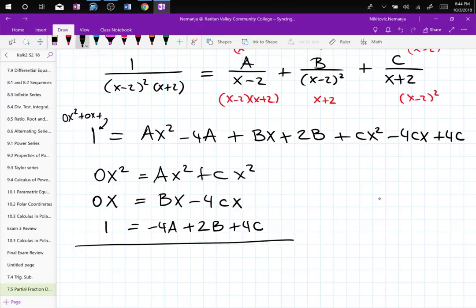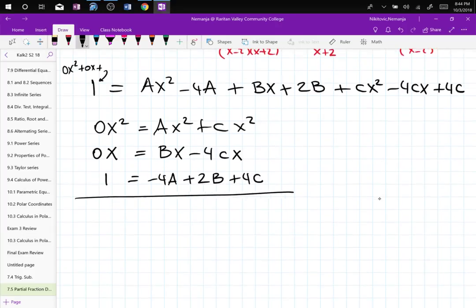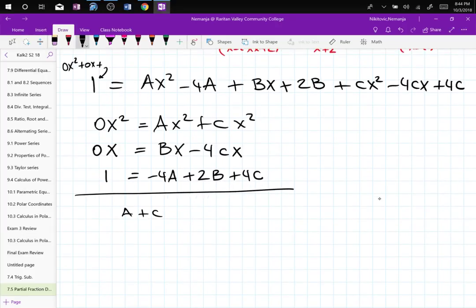Cancel all x squares, cancel all x's, right? They can't be zeros, so it's okay to divide. Because if there are zeros, it's a trivial solution. If x is equal to 0, you have 0 equals 0. 0 is the solution, so forget about it. Just get these. So what are my three equations? A plus c is equal to 0. B minus 4c is equal to 0. And negative 4a plus 2b plus 4c is equal to 1.